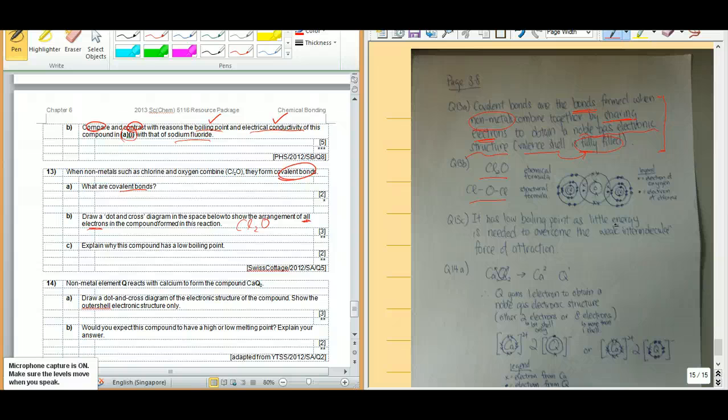And lastly, we look at 13c. Explain why this compound has a low boiling point. You'll see that this theme keeps repeating itself. Low boiling point. Covalent compound, low boiling point.